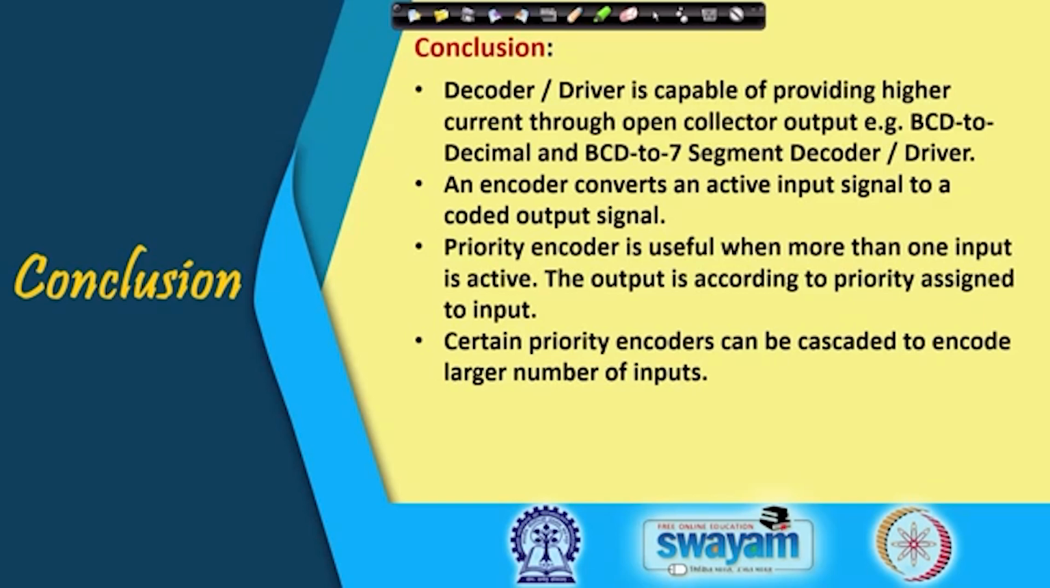And certain priority encoders can be cascaded to encode larger number of inputs. So, we saw the example of IC 74148, which has got group select output and enable input and enable output, which can be put judiciously, and from 2 such 8 to 3 encoder 74148, we can get a 16 to 4 encoder made.